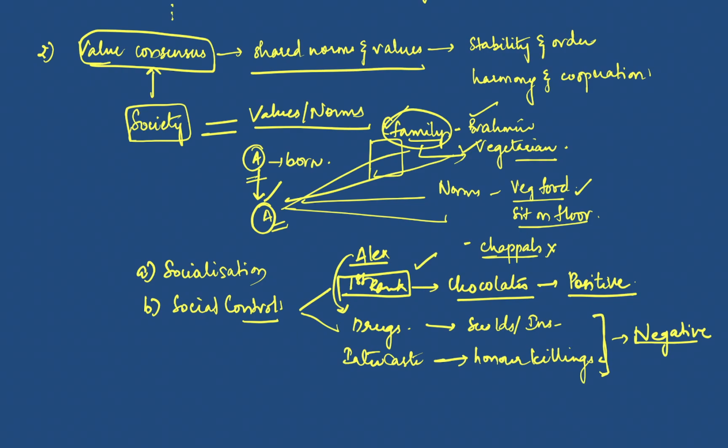So this is what is socialization and social control. They together ensure that the value consensus is maintained, and that there are shared norms and values in the society, and these further promote stability and order, which ensures harmony and cooperation between the people, right? So this is the second point. I hope you understood that, right?